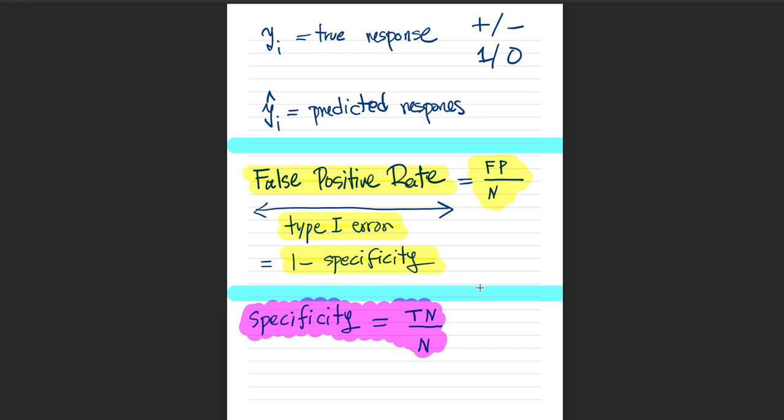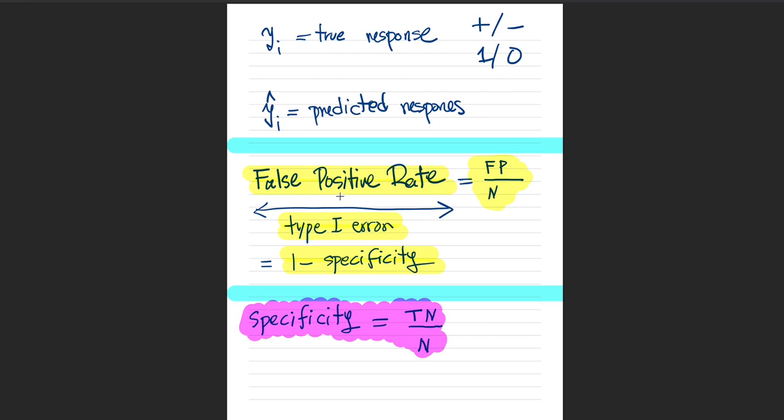Now, in its simplest case, a classification is binary. You have positive or negative, or you have 1 and 0. You have a true response, and you have a predicted response. And now the question is, how do you measure how well the predicted response is doing in comparison to the true response?